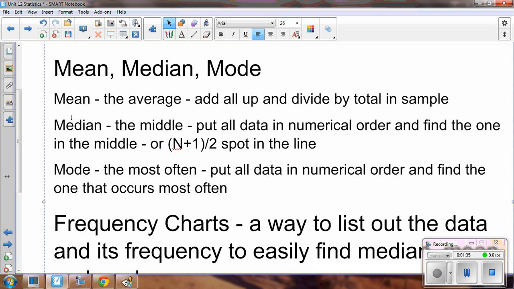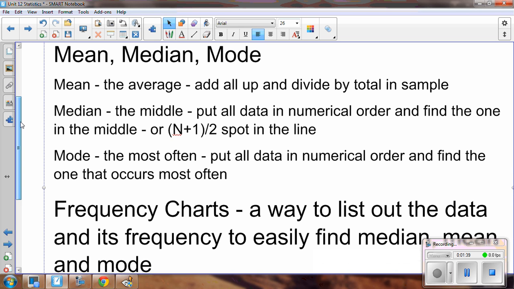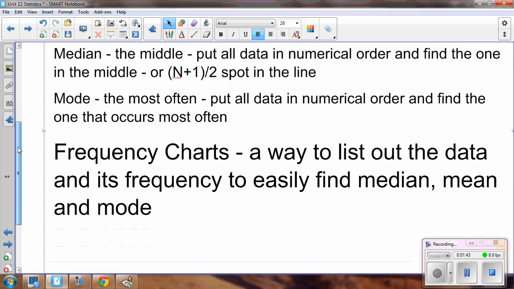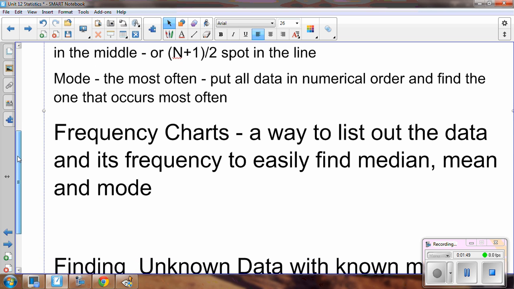Mode is most often, and it's easiest found when you put all the data in numerical order, although that part is not necessary. A frequency chart is a way to list out the data and its frequency to easily find the median, mean, and mode, and we'll take a look at those in a moment.